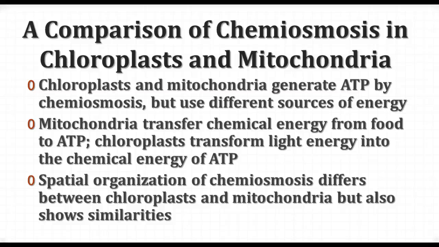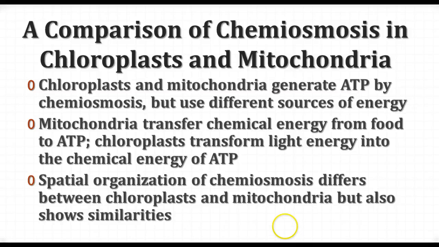Now let's look at chemiosmosis. We're going to compare what happens in chloroplasts and mitochondria. They both generate ATP by chemiosmosis, but they have different sources of energy. The mitochondria get the chemical energy from the food molecule breakdown, the catabolic process there, and the chloroplasts are going to use light energy to produce ATP.